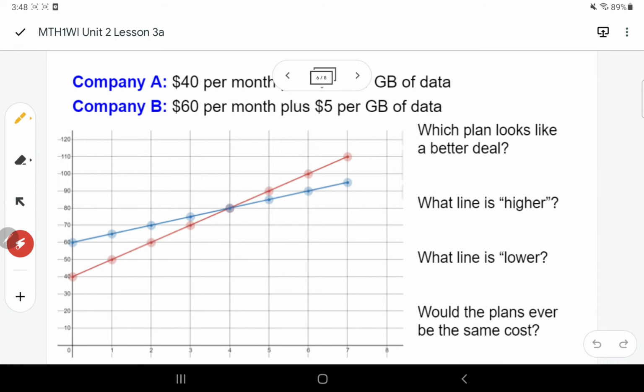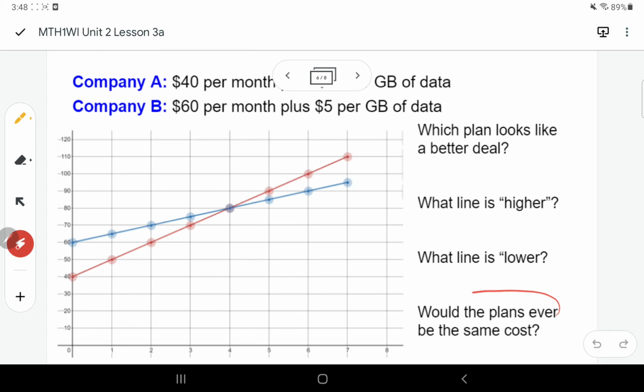So, first question, which plan looks like a better deal? That depends on a lot of stuff, right? If she is going to use no data or almost no data, you would want the red plan, A, because that would be cheaper. If you use a ton of data, if you use 10 gigabytes of data, then you want this blue plan because that's going to be cheaper. So earlier on, the red plan is cheaper, but the more data you use, the blue plan becomes cheaper.